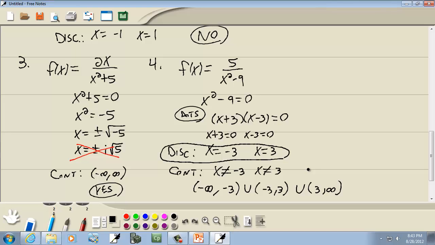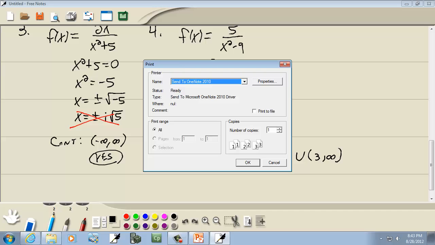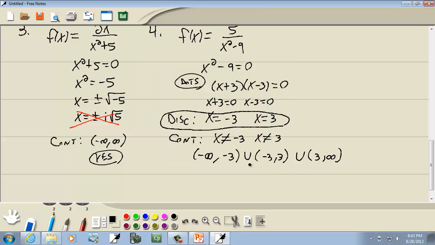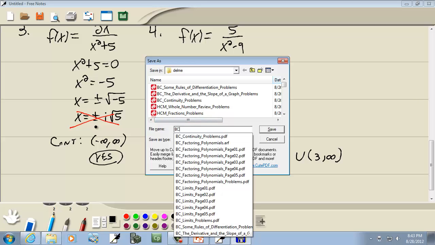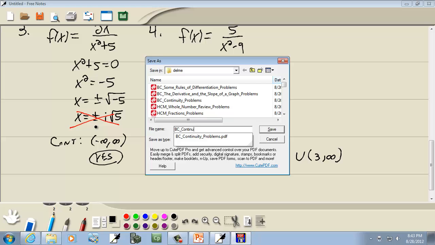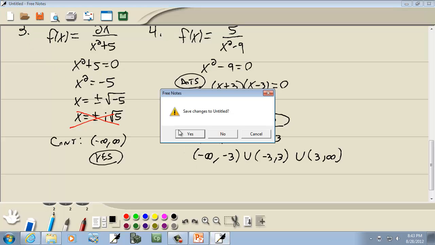And just shifting myself here, and got kind of tangled up in wires. There it goes. Okay, let me save this. There we go. And this will be BC continuity page 01. And let's look at our next problem.